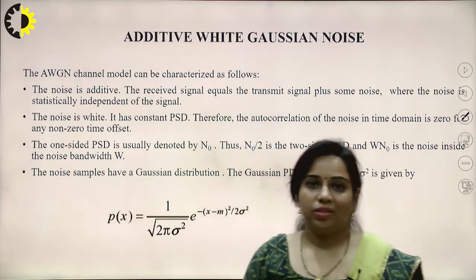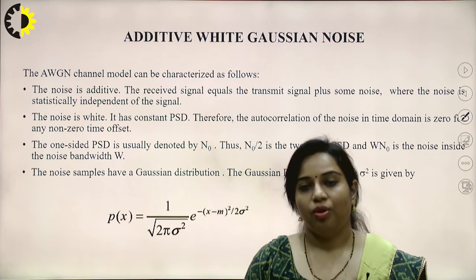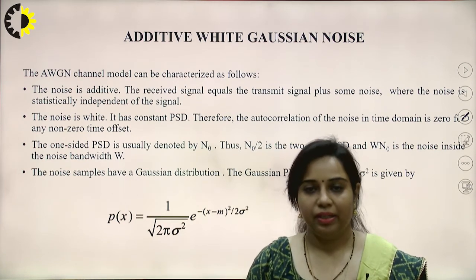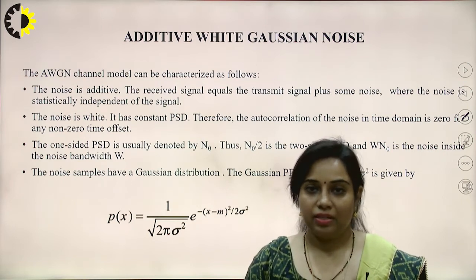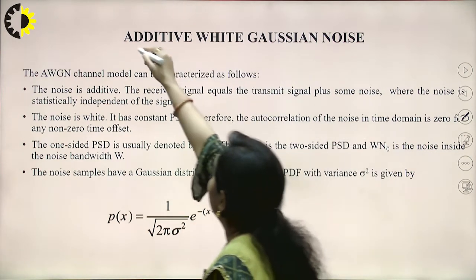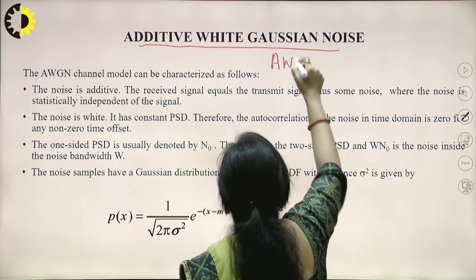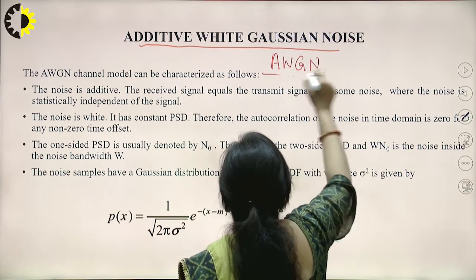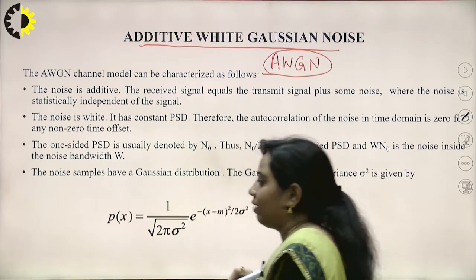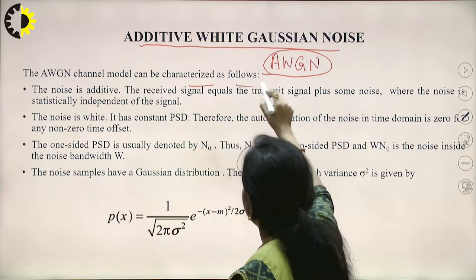So the first one is the additive white Gaussian noise. In wireless communication or any mobile communication, or analog communication, whichever noise we consider for the mathematical calculation, that is AWGN noise, that is additive white Gaussian noise, and in short form it is written as AWGN. So the AWGN channel model can be characterized as follows.